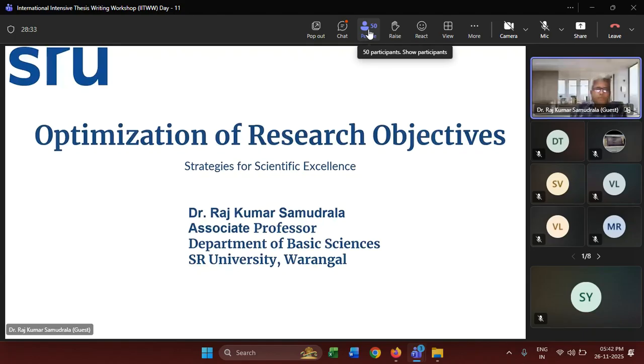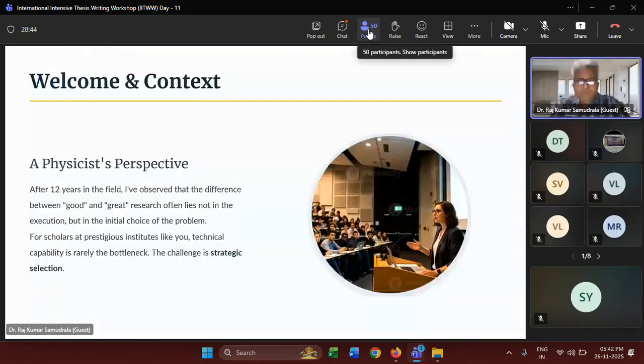The title is Optimization of Research Objectives. As a physics faculty for the past 12 years in the field, I observed that there is a difference between good and great research. How can we justify good and great research?